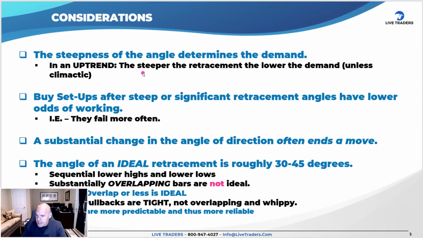Oh, I'll do all of these things to make my house more attractive than your house because the buyers weren't there. Stocks are the same way, okay? So when you look at a stock that is a 30 or 40 degree angle of retracement, you're looking at an even playing field. Buyers and sellers are interacting. Certainly sellers are winning a little bit because it's going lower, but you're buying and selling and buying and selling and buying. It's not just sell, sell, sell, sell, sell, sell. Does that make sense? So buy setups after steep or significant retracement angles have lower odds of working.